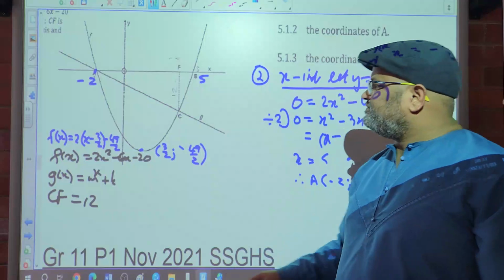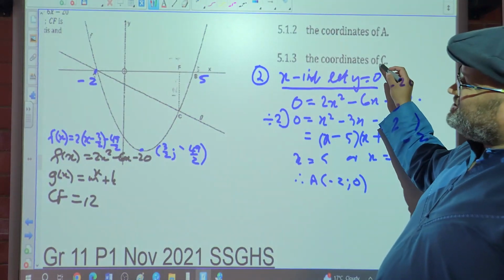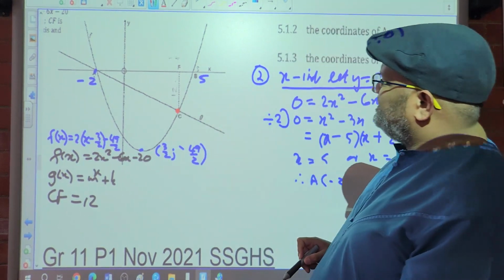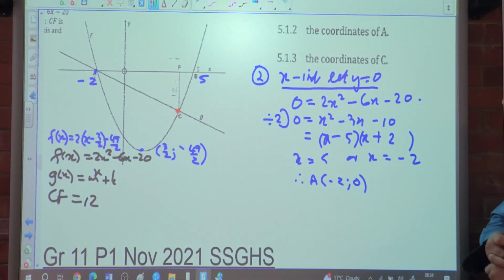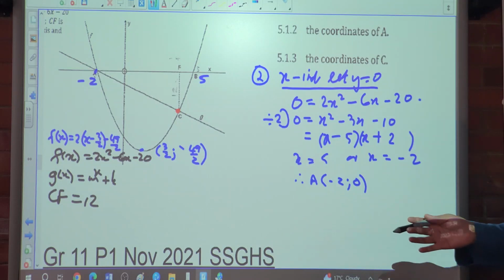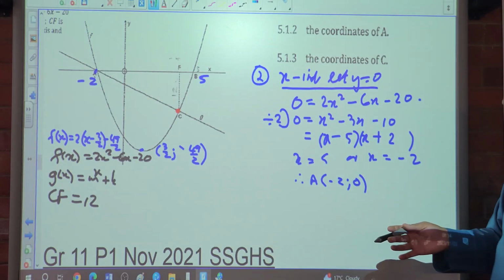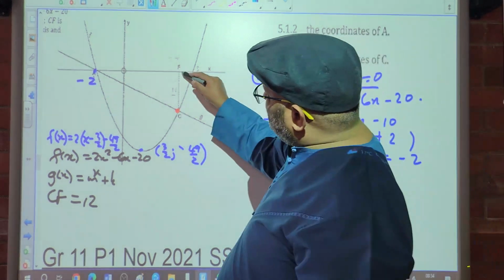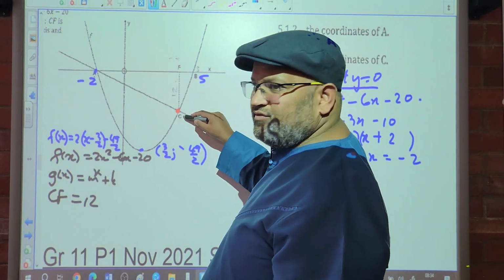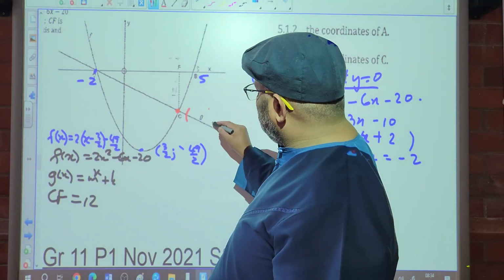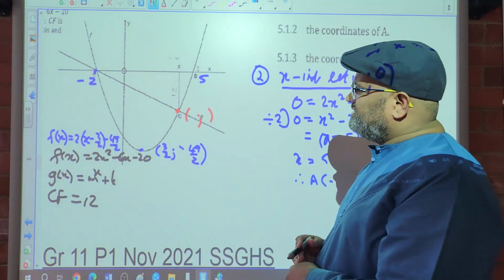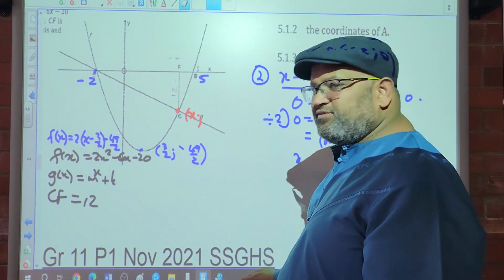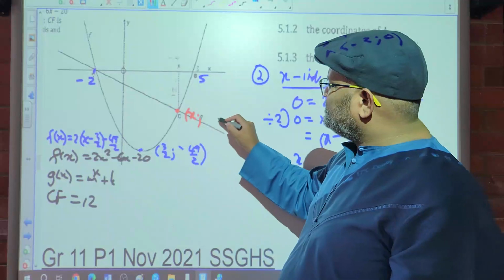In B, they ask you the coordinates of C. What is C? It's also the point of intersection of f and g. But do I have the equation of g? No. So I must do it some other way. But what we notice here, we are also told that CF is 12. So what are the coordinates of C? X and? Isn't that on the negative part of the y-axis? So it's negative 12.